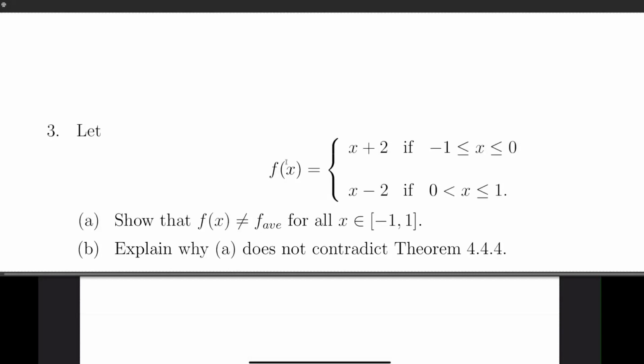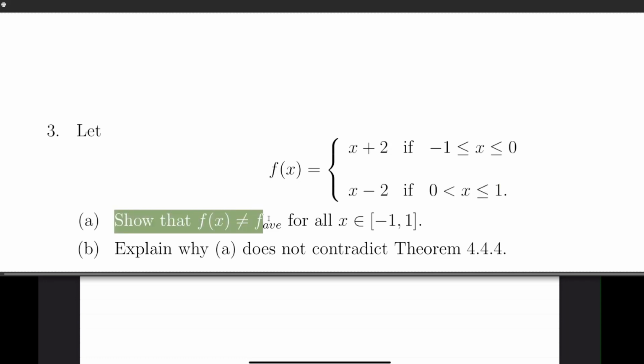Let's take a look at this question, which is exercise 4.4, number 3, A and B. Let's take a look at this function, little f, which is defined piecewise as x plus 2 when x is between minus 1 and 0, and x minus 2 when x is between 0 and 1. So first of all, we want to show that little f does not take on its average value.